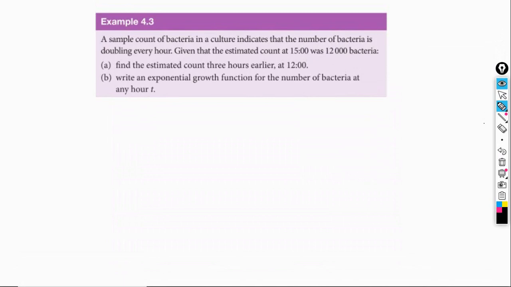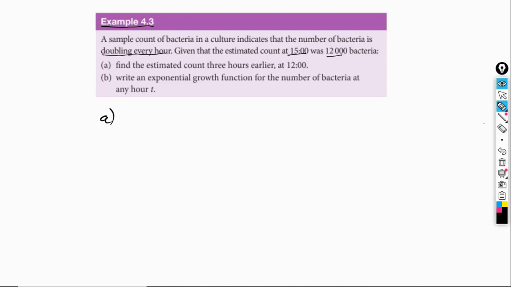So next, let's take a look at example 4.3. And it says, a sample count of bacteria in a culture indicates that the number of bacteria is doubling every hour. Given that the estimated count at 15:00 was 12,000 bacteria, part A, find the estimated count 3 hours earlier at 12. Okay.